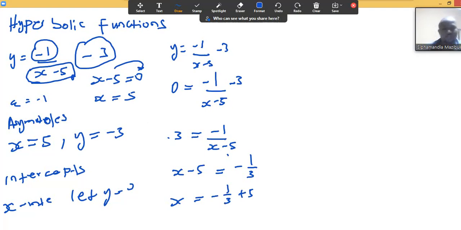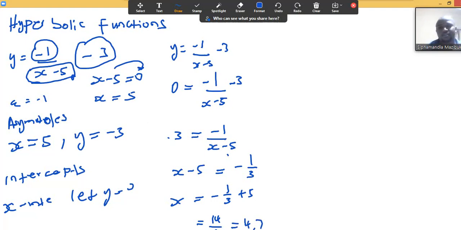Let's put it in a calculator to see. So we have minus 1 over 3 plus 5. It's positive 14 over 3. So the answer will be 14 over 3. You can put it in decimals to see, it will be just 4.7. You can round this to be 4.7.